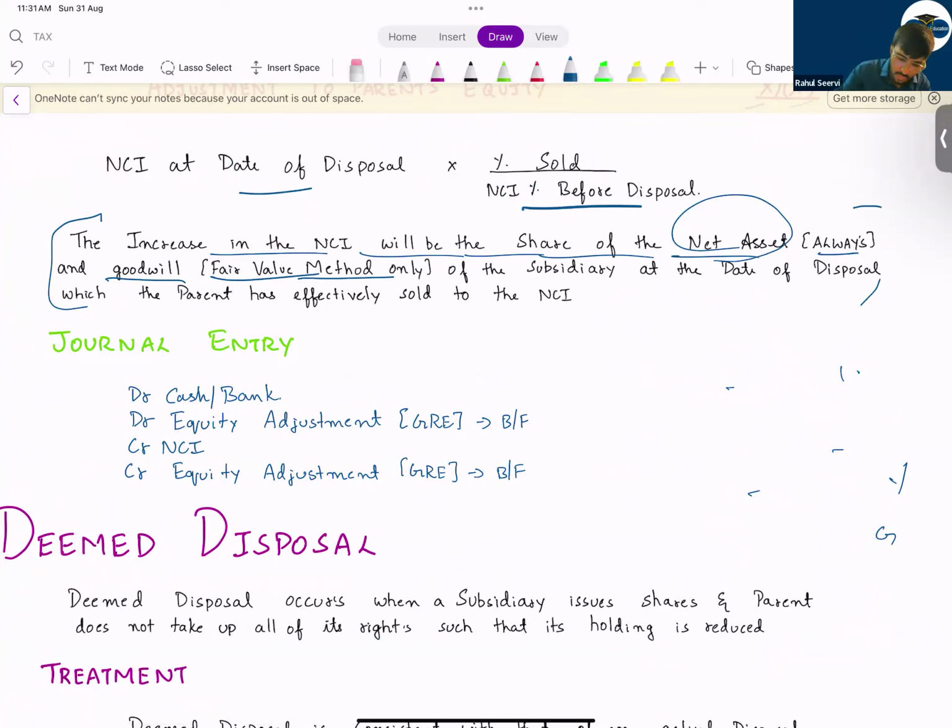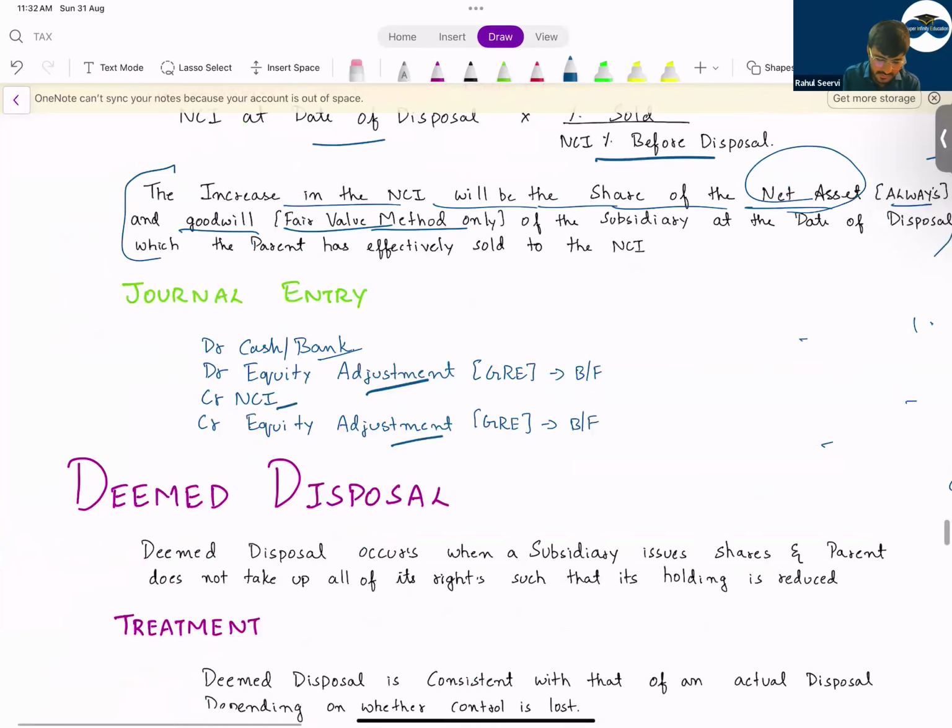Now see, what is the journal entry we pass? Debit cash that is coming in, credit NCA increasing, debit or credit will be a gain or loss. It will go to group retained earnings. So with this, it is done.